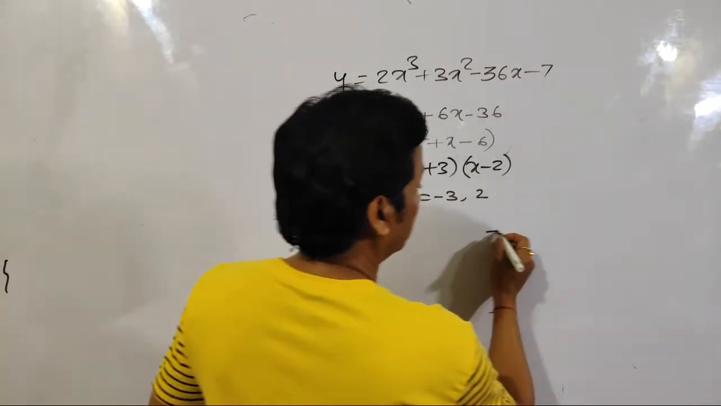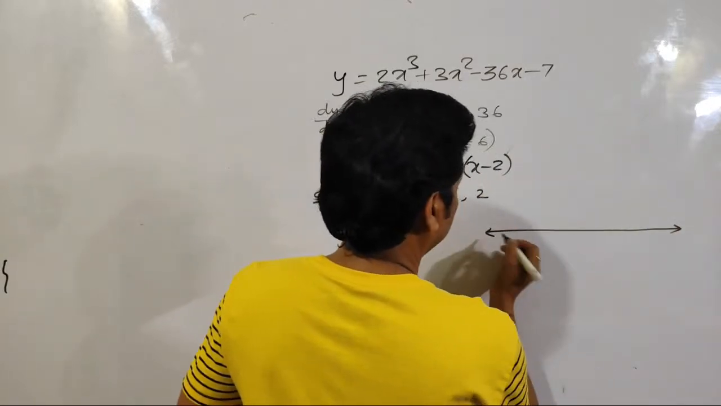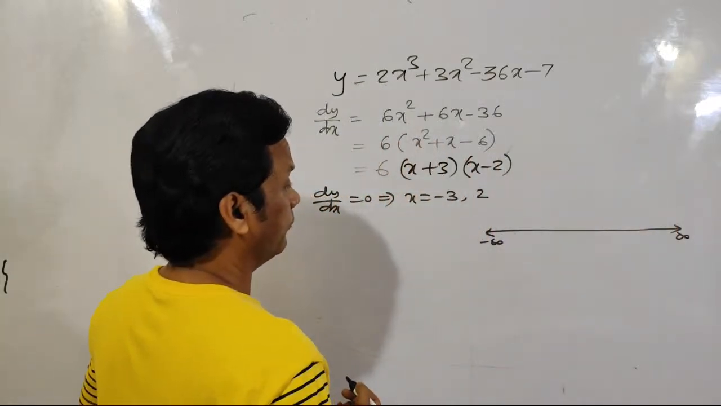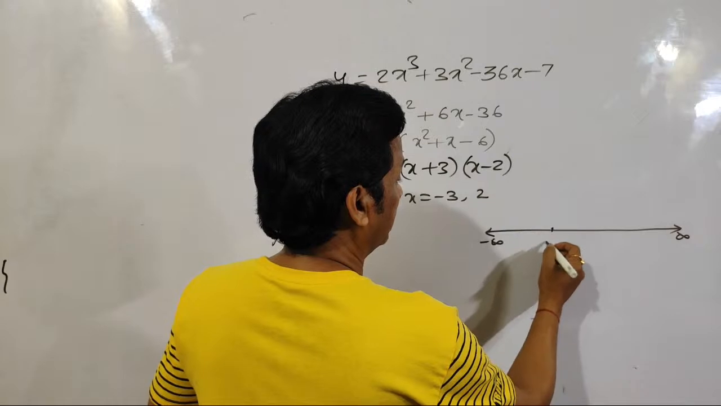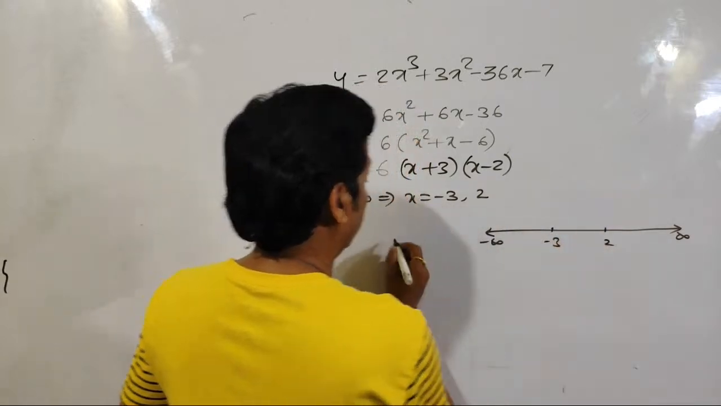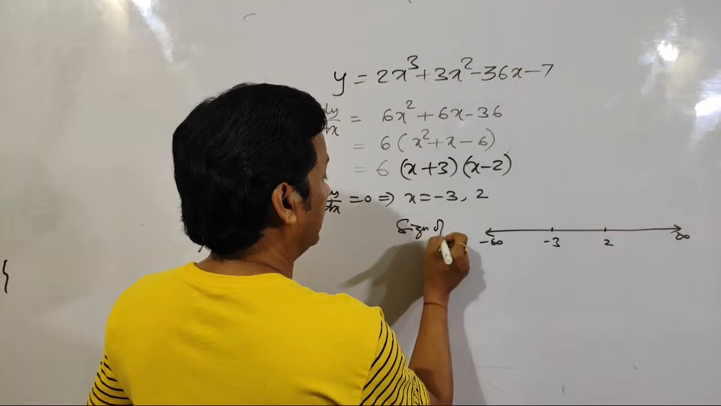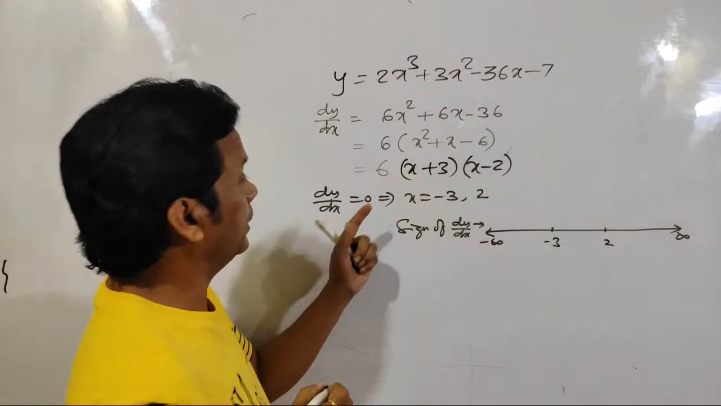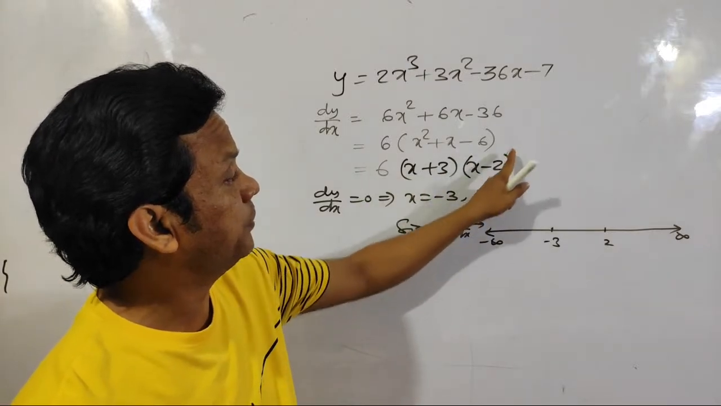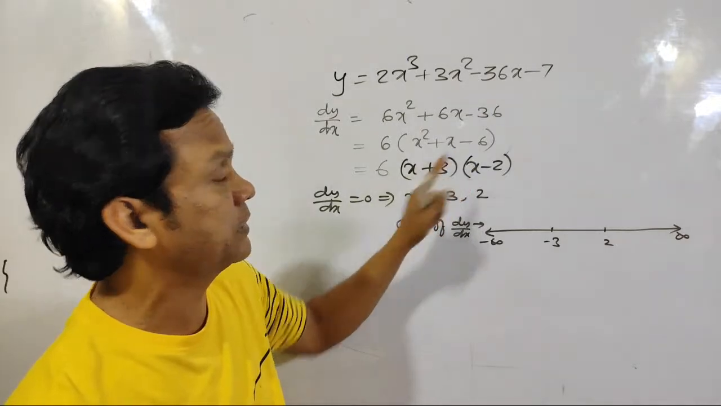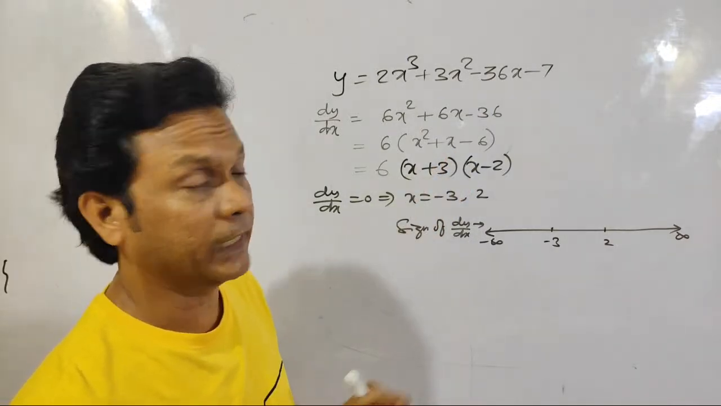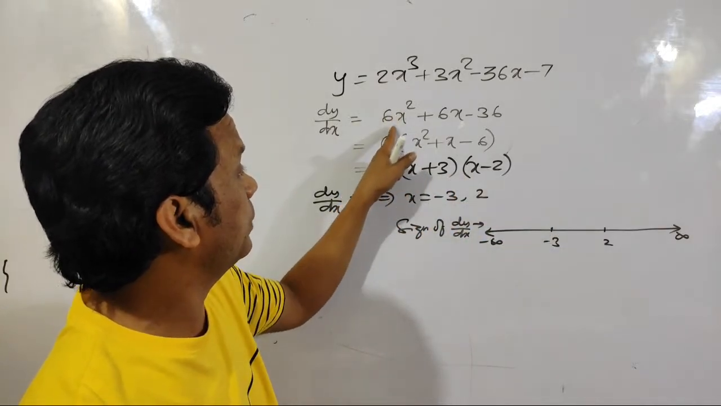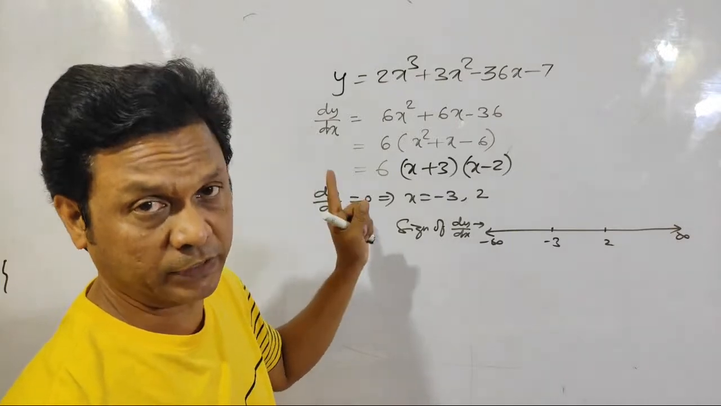So this is the number line. This is minus infinity, plus infinity, and this is minus 3, this one is 2, and you have to write the sign of dy by dx. Here all the factors are non-repeated. The power of x minus 2 is 1, the power of x plus 3 is 1. So how to find out directly? See here, what is the coefficient of x square? It is plus 6, that means positive, not negative.